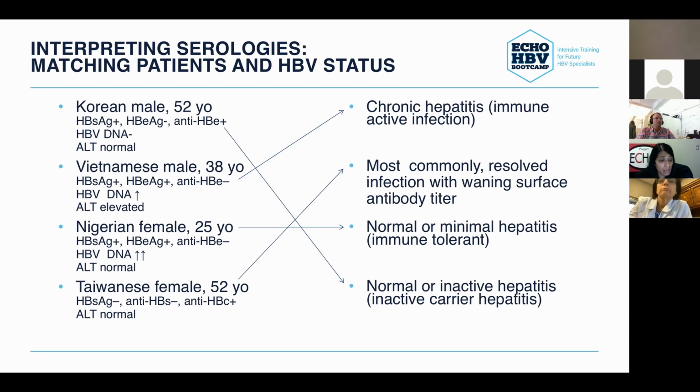And then finally, the last case scenario here to help put this into context is a 52-year-old Taiwanese female. She's surface antigen negative. Her surface antibody is negative and her core antibody is positive. So she's somebody who's isolated core antibody positive, which we talked about in the serology talk last week, whose ALT is normal. So this person is typically most commonly, again, 3 out of 4, 9 out of 10 times, resolved infection with waning surface antibody titer. We talked about there is a chance that it could be a false positive. It could be another, less common interpretation.